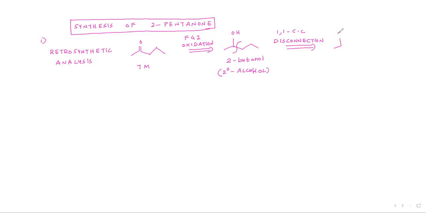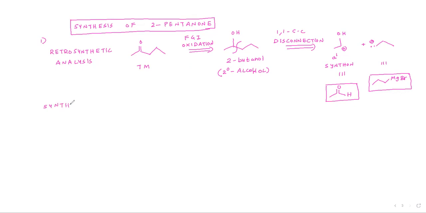So then the synthons are like this. This is CH3CHOH plus. This is an A1 synthon. Plus we have CH2, CH2, CH3 minus. Now this is a D1 synthon. And then the synthetic equivalent for this is acetaldehyde. And the synthetic equivalent for this is propyl magnesium bromide. Now this is the synthesis.